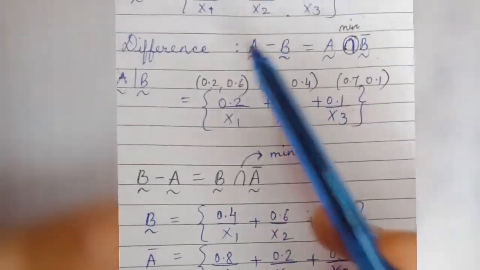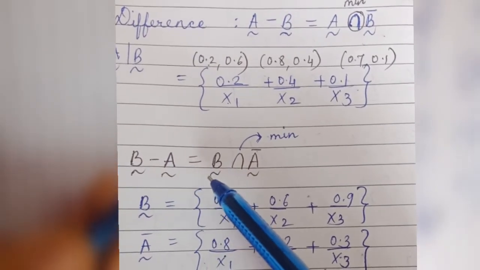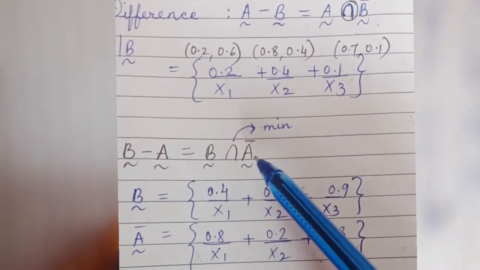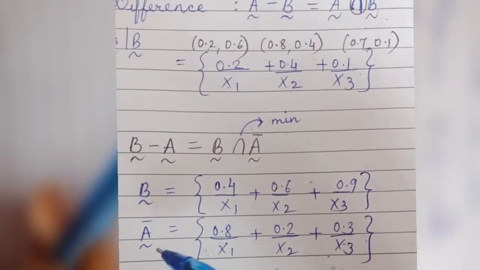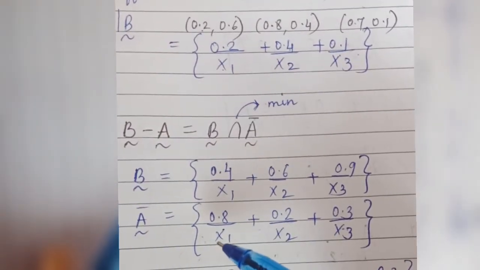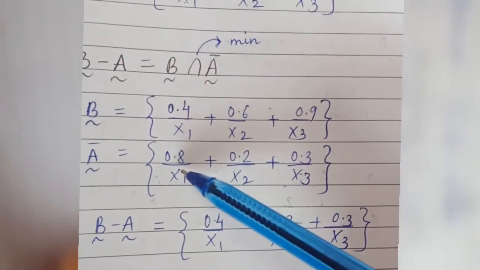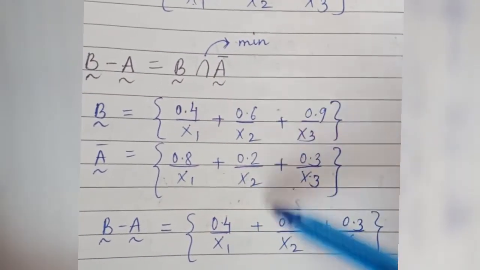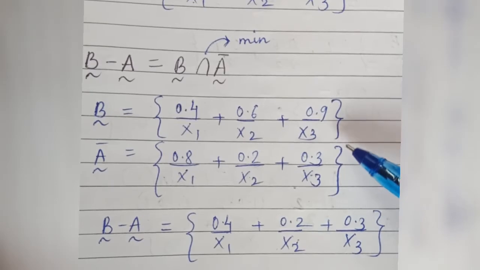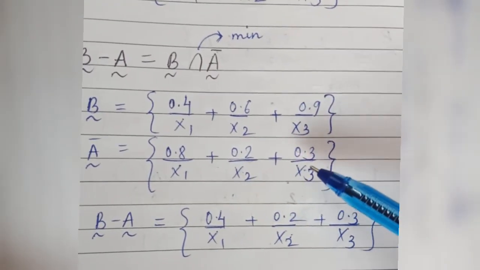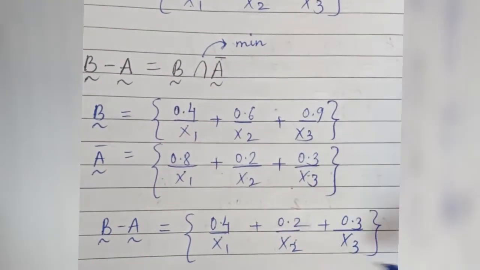Now after calculating A difference B, let's calculate B difference A. Apply fuzzy set B intersection fuzzy set A complement. Consider set B and set A complement. Compare elements and select minimum element. Let's start. For the first element, compare 0.4 and 0.8, minimum is 0.4. For the second element, 0.6 and 0.2, minimum is 0.2. For the third element, 0.9 and 0.3, minimum is 0.3. Write it as 0.3 upon x3. So this is B difference A fuzzy set.